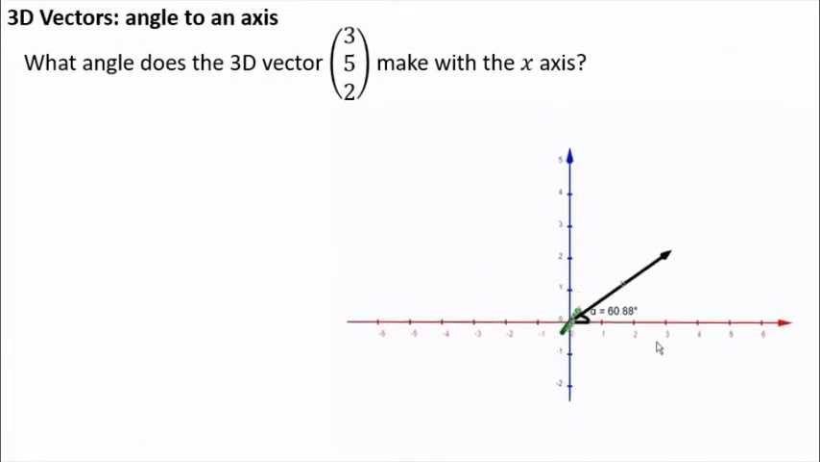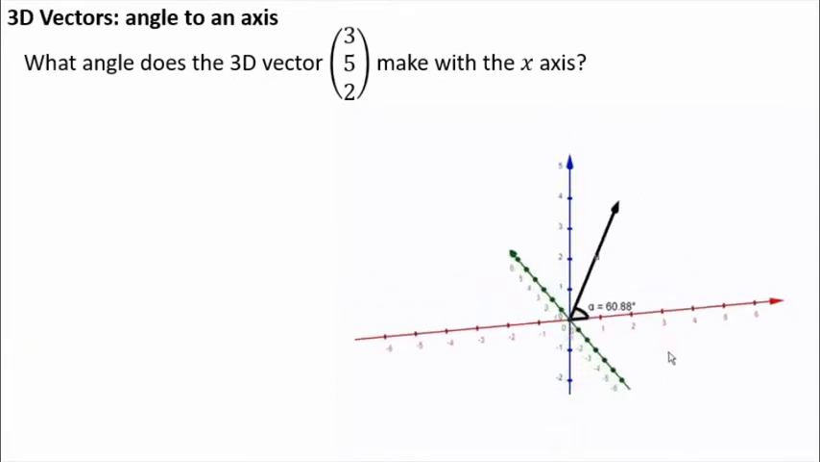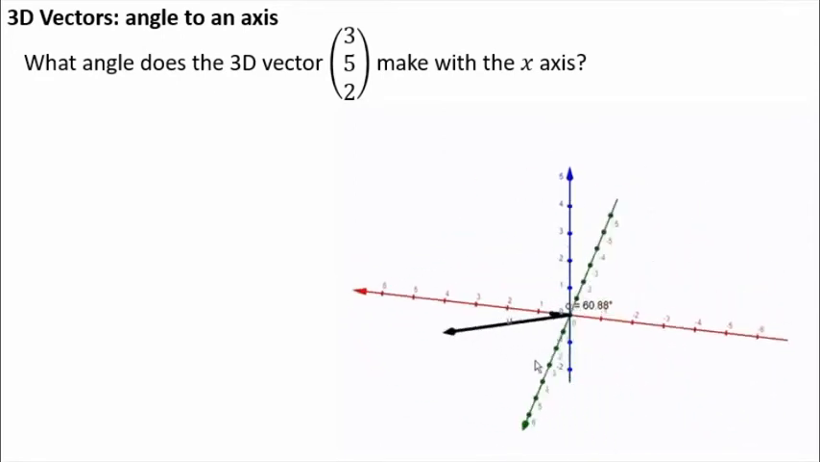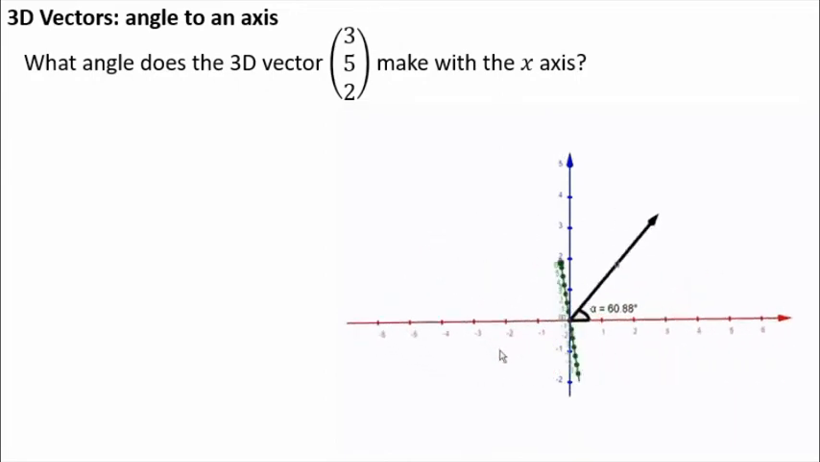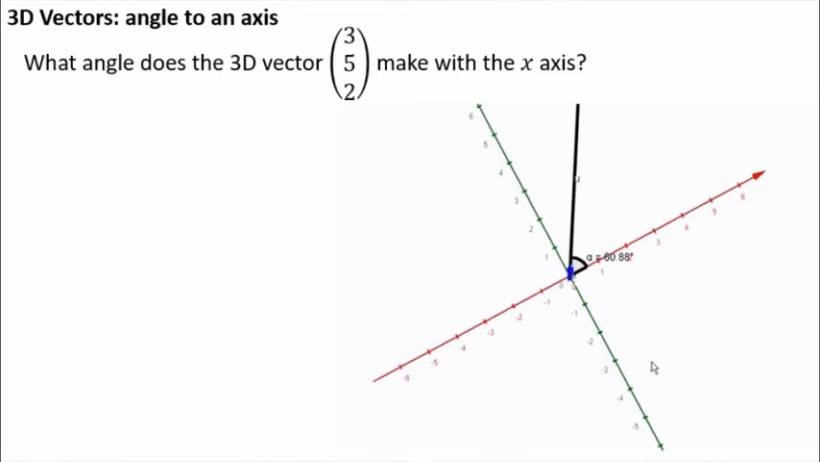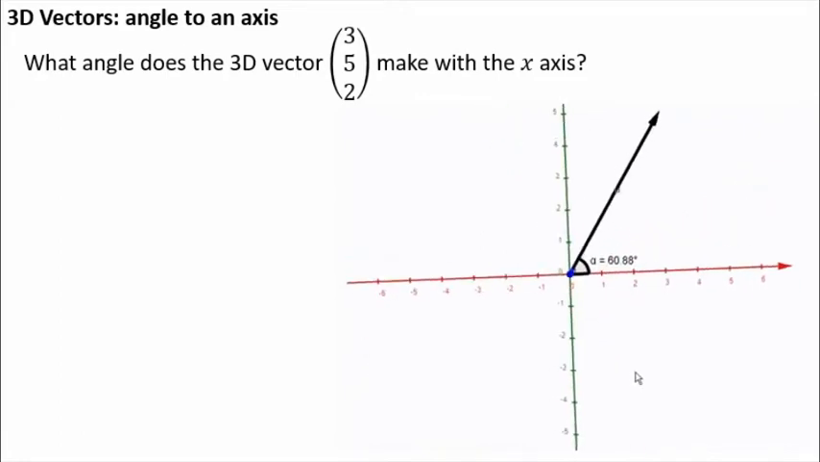So here's a 3-dimensional vector. I'm trying to move this around a little bit so that you can get a sense of exactly what this vector is, what it's doing. 3, 5, 2 means it moves along 3 in the x direction, 5 in the y direction, so far the same as what we had before, and yet at the same time 2 in the z direction.